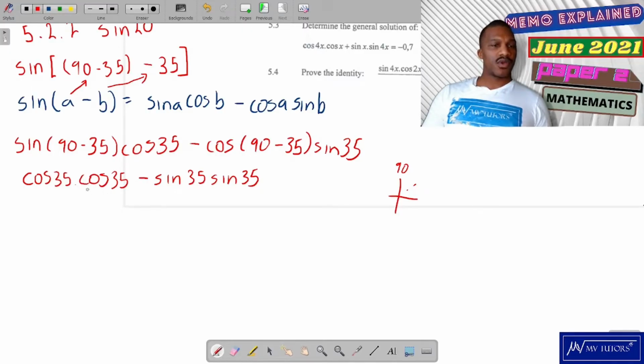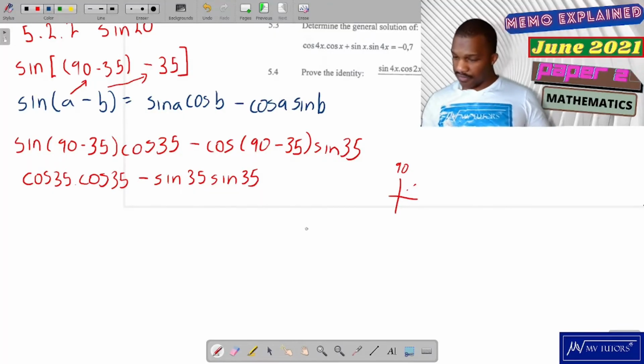Okay, so what happens from now? If I look at this, it looks very familiar. It's also another compound angle right here.